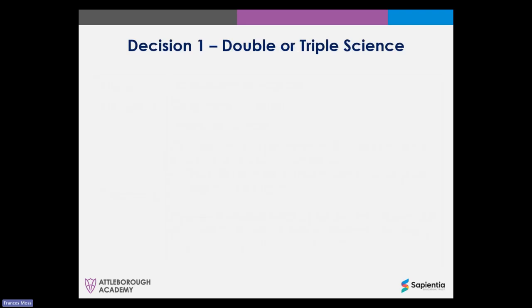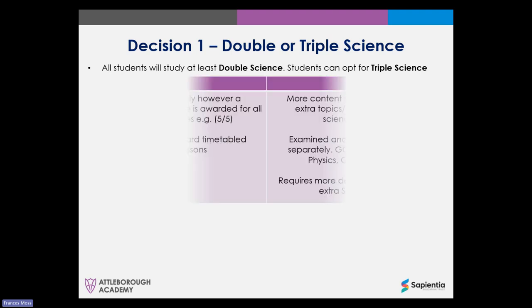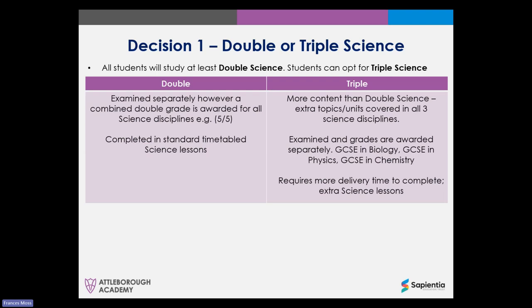So decision number one that you need to make: double or triple science. All students will be studying at least double science. Students can then opt to study for triple science. So the differences between the two, in a nutshell, are up on the screen. The double, which everybody will study, you will have an exam in all three of biology, chemistry and physics. However, those exam grades get combined into a double award. So for example, as it says on the screen at the moment, a 5-5. It's completed in our normal standard timetable sessions, and it is tiered as well.